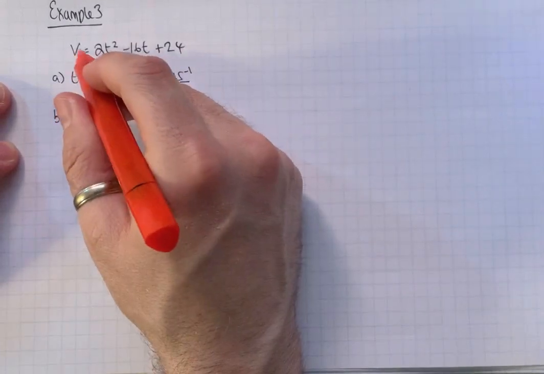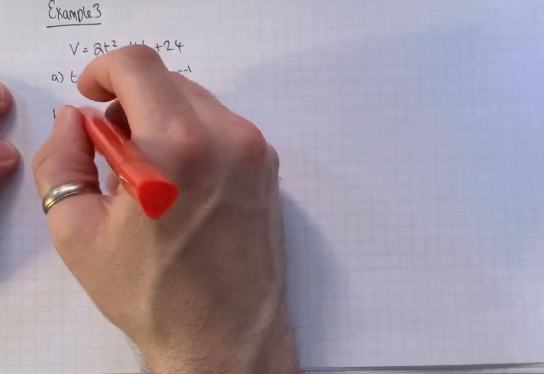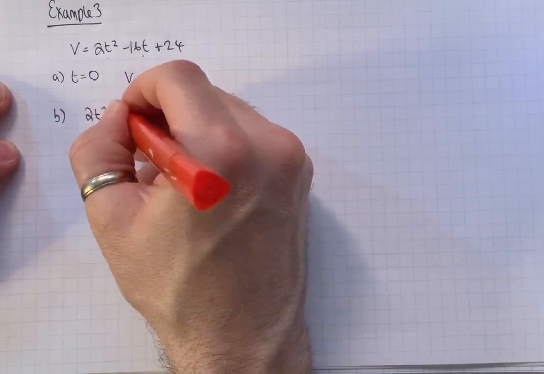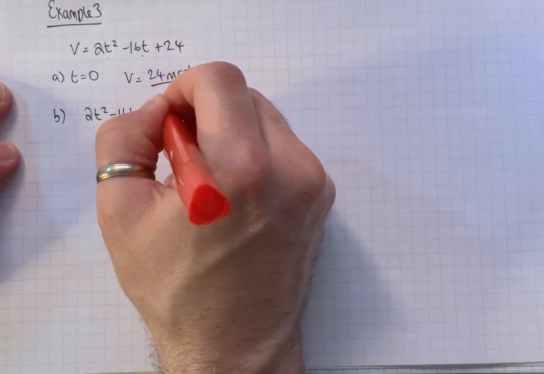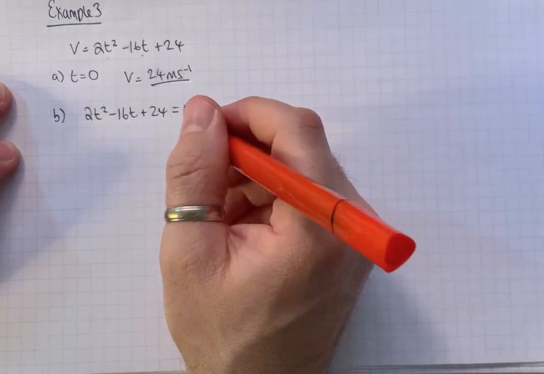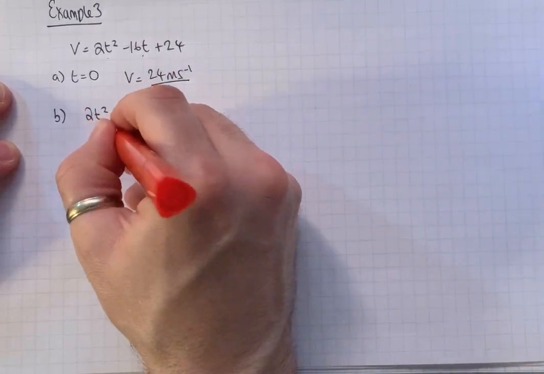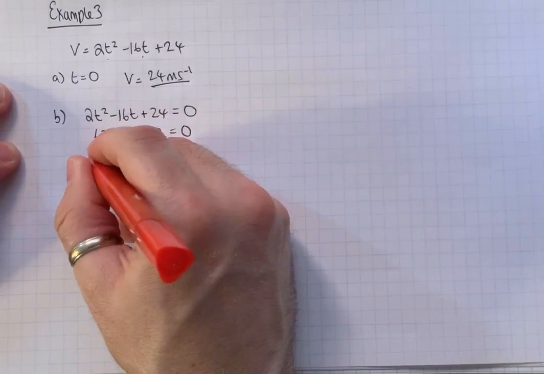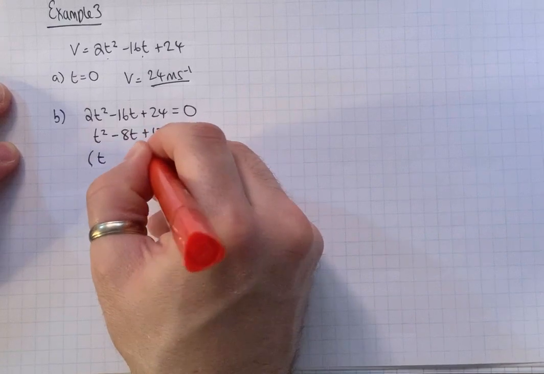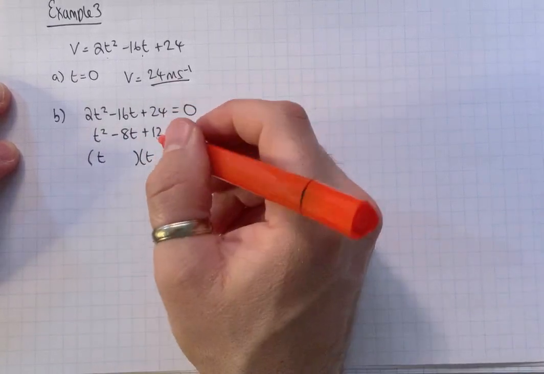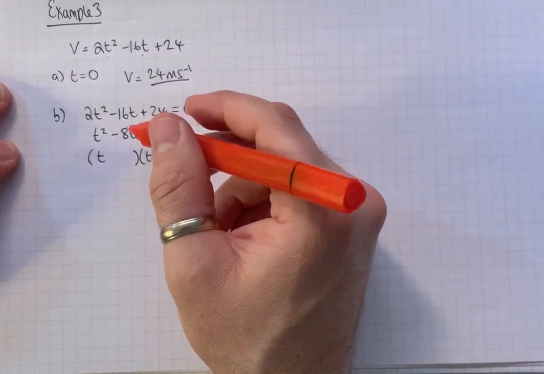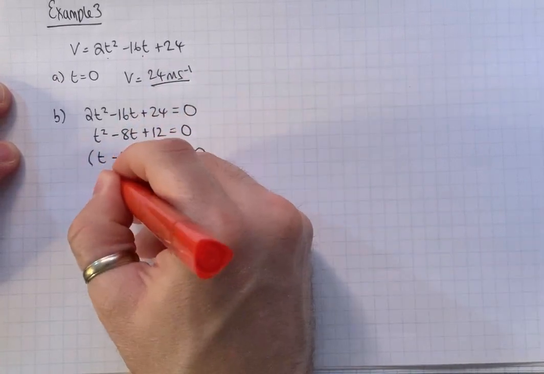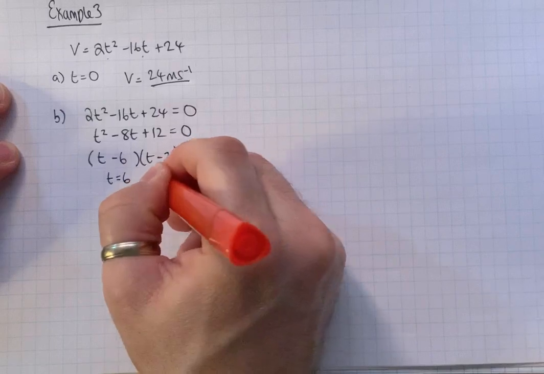So it's at rest when v is 0. When the velocity is 0, you're stationary. So when v equals 0, 2t squared minus 16t plus 24 equals 0. Let's divide everything by 2. t squared minus 8t plus 12 equals 0. We'll go to our go-to method of factorizing. So we need two things that multiply together to make 12 and add together to make 8. So it's going to be minus 6, minus 2. So t equals 6, t equals 2.